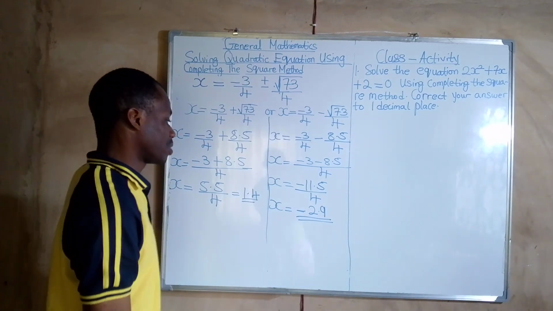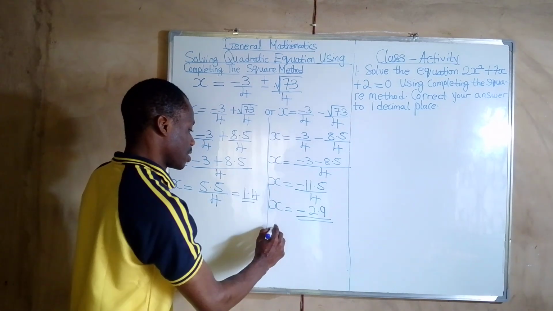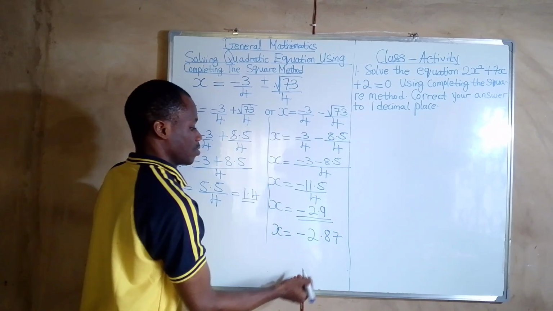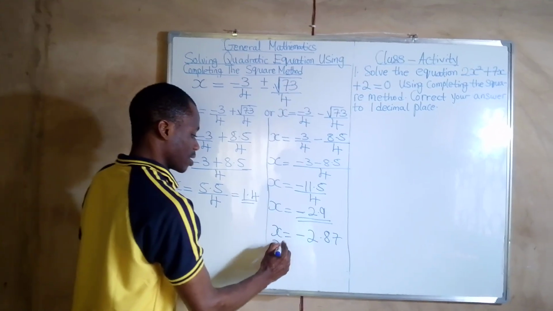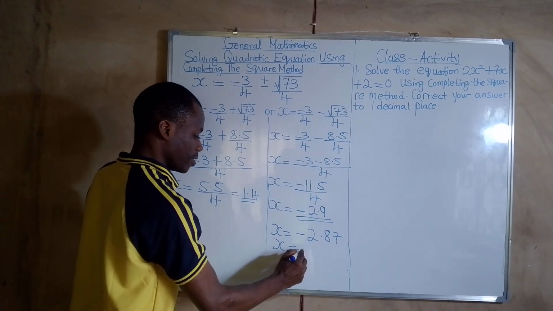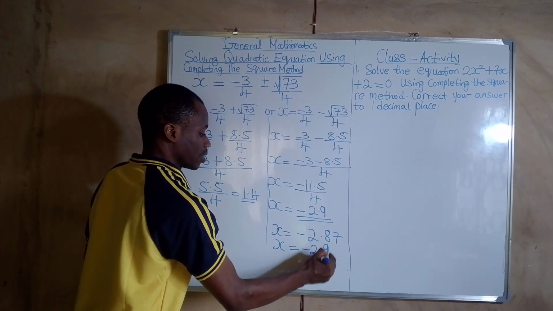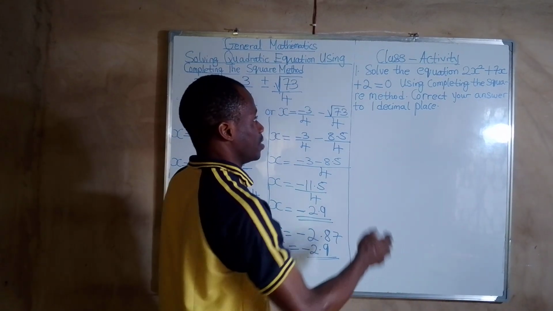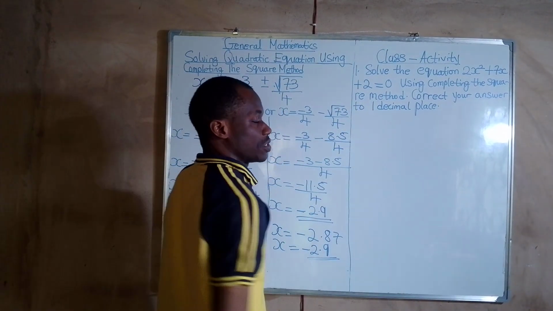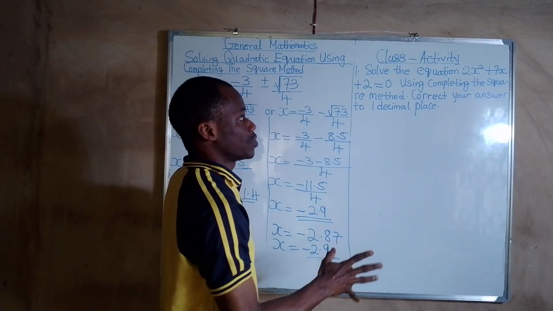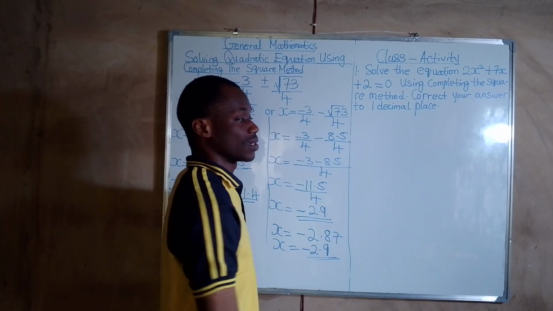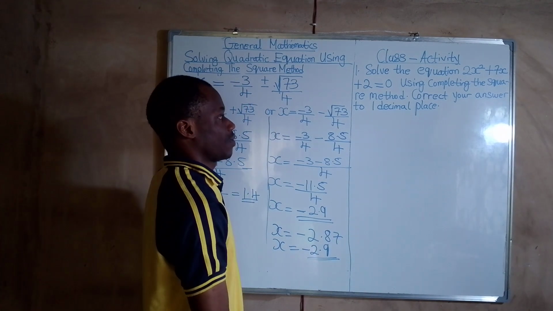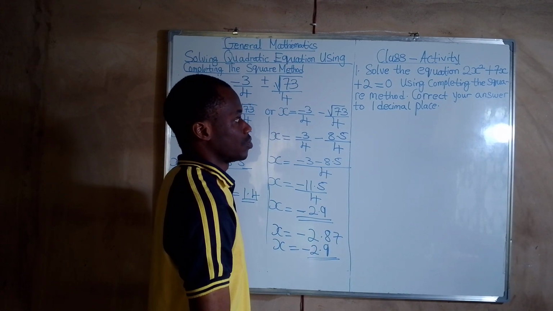What we mean by one decimal place is, for example, if your answer here was, let's say, minus 2.87, then to one decimal place, since it's 5 and above, it will be minus 2.9. So something like that. Please, after solving on a sheet of paper, do well to snap and drop it in the comment section. If you have any question to ask, then we would do justice to that.